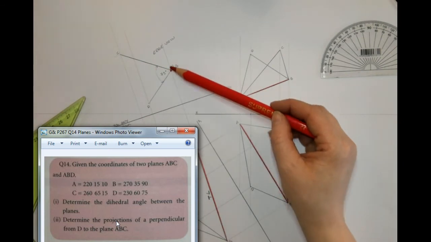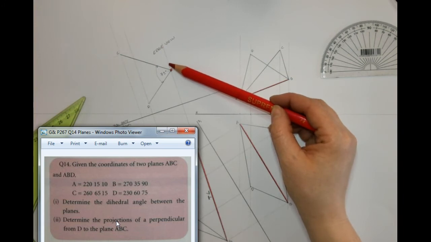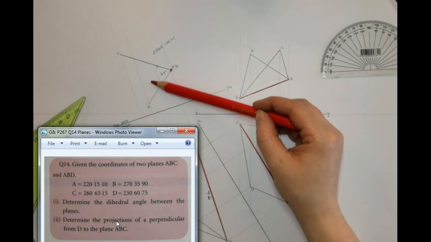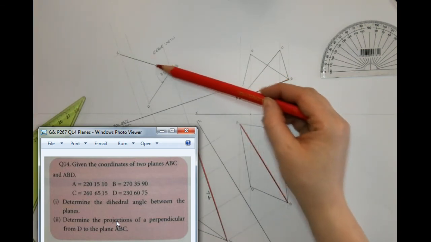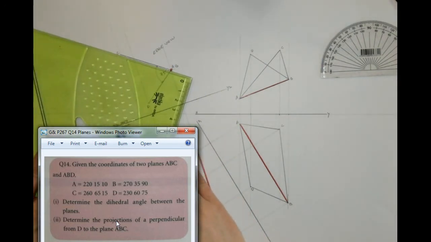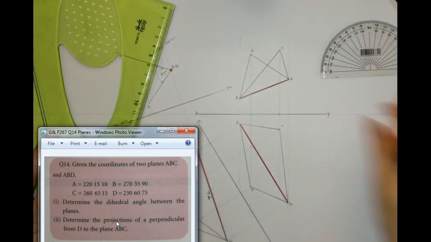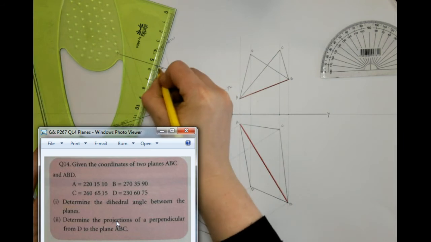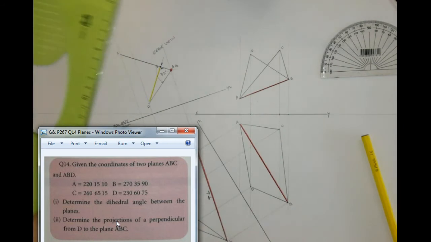But if I look up here, the plane ABC is an edge view, which essentially is a straight line. From point D, I can easily draw a line perpendicular to this edge view in order to get a point on a plane. So, using my sliding set squares, from D, I'm going to go perpendicular. I'm going to put this in colour to highlight it. And that point there now, I'm going to call it P. It doesn't matter what we call it. So there's my point P.